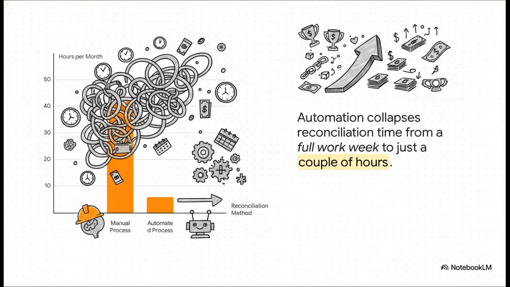And here is the payoff of automation. Manually, this whole reconciliation process can take up to 40 hours a month, a full work week. With an automated process, that time just collapses to maybe a couple of hours. And most of that is just for a final review. That is a massive, massive win.